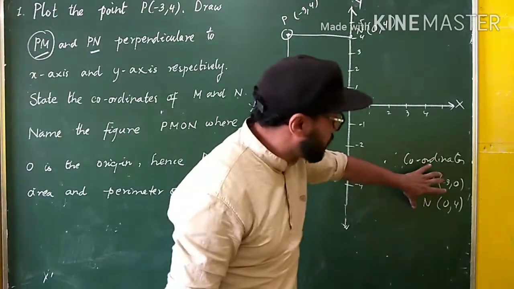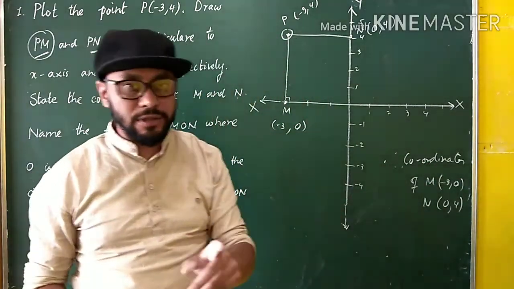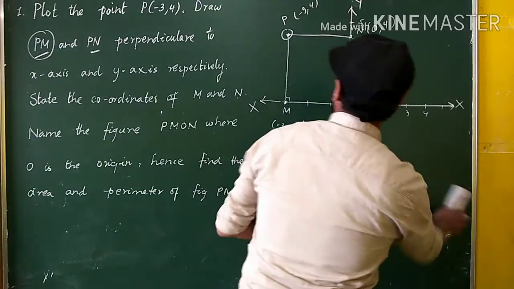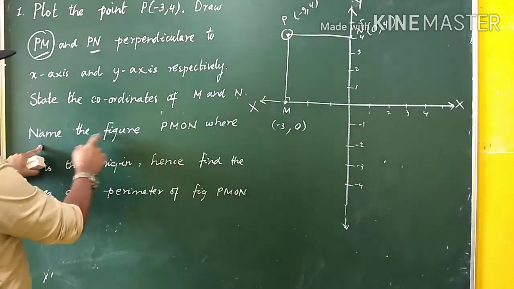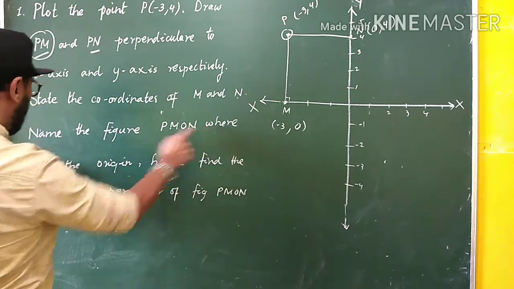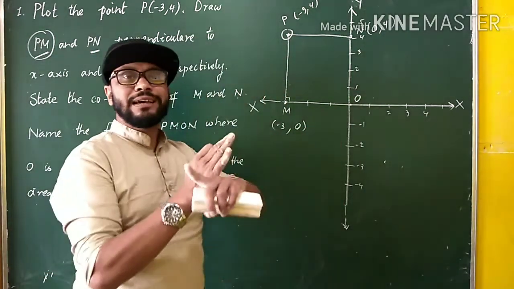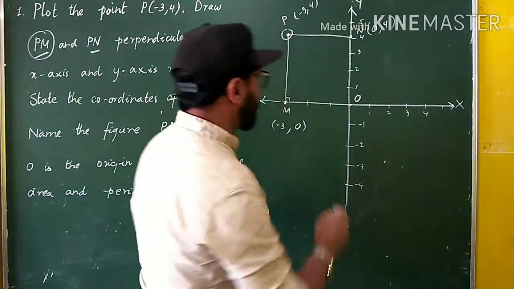Now all this writing part you have to do on the answer script, okay? Not on the graph. I don't have space, so I'll bring it here. Now, name the figure PMON where O is the origin. Now, origin is the starting point, the intersection of the x-axis and y-axis. Alright, so this is the origin.